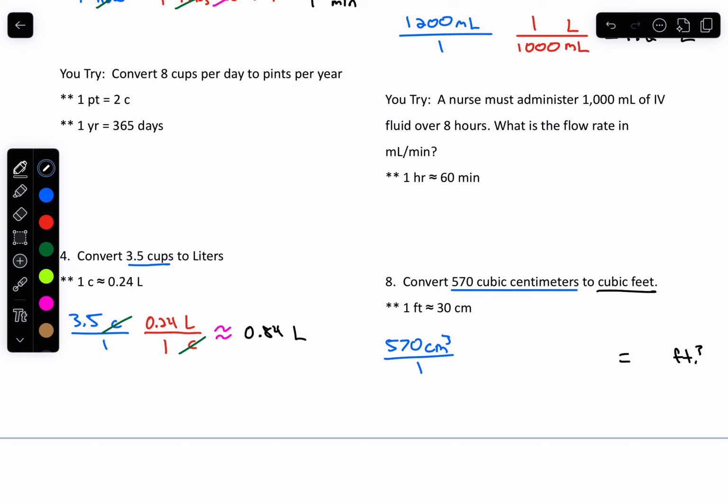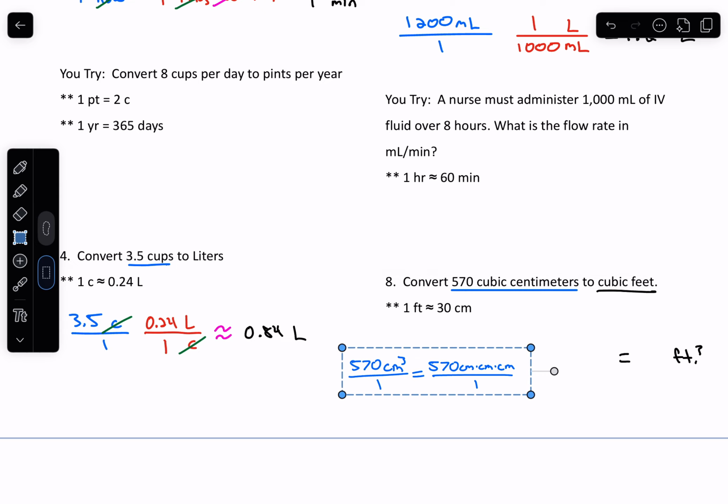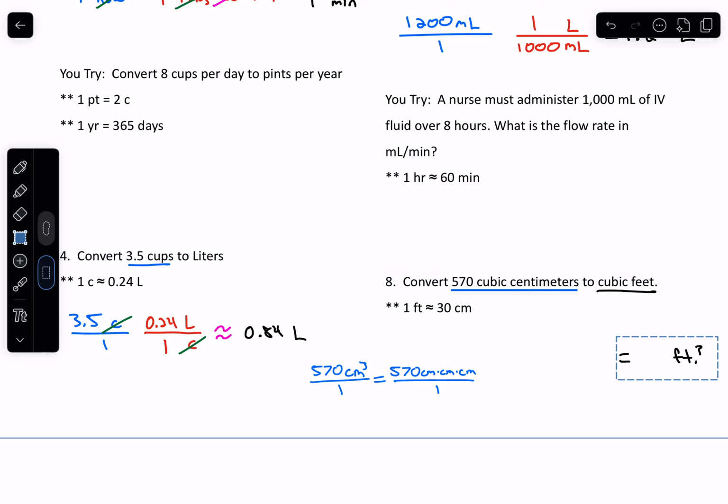Now the important thing to realize here is that when you're doing the conversion, cubic centimeters, the cm cubed on top, is actually 3 cm's multiplied together. So I'm going to rewrite what this unit is equal to. This is 570 cm times cm times cm all over 1. So it's just important to realize that when we're doing these next steps, this is actually 3 cm's that we need to cancel out, not just 1. So as I write these unit fractions in the middle, I'm going to need 3 of them.